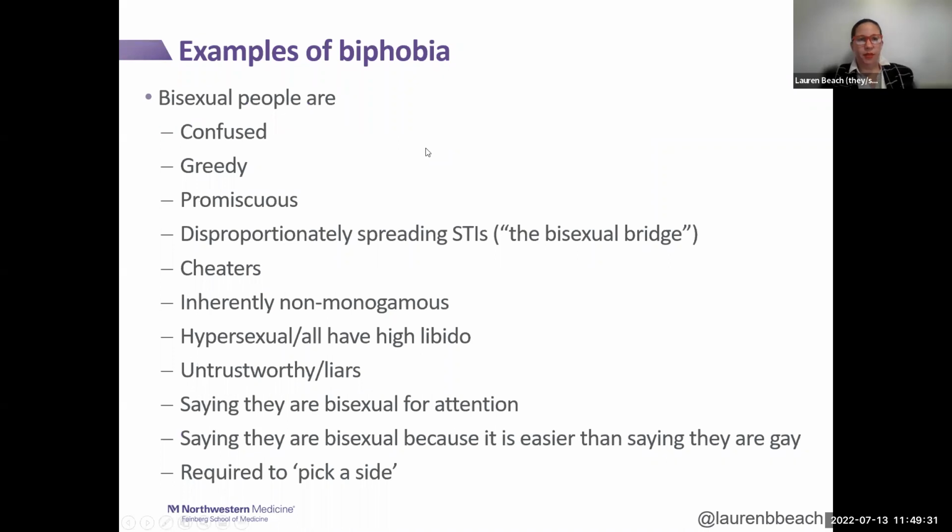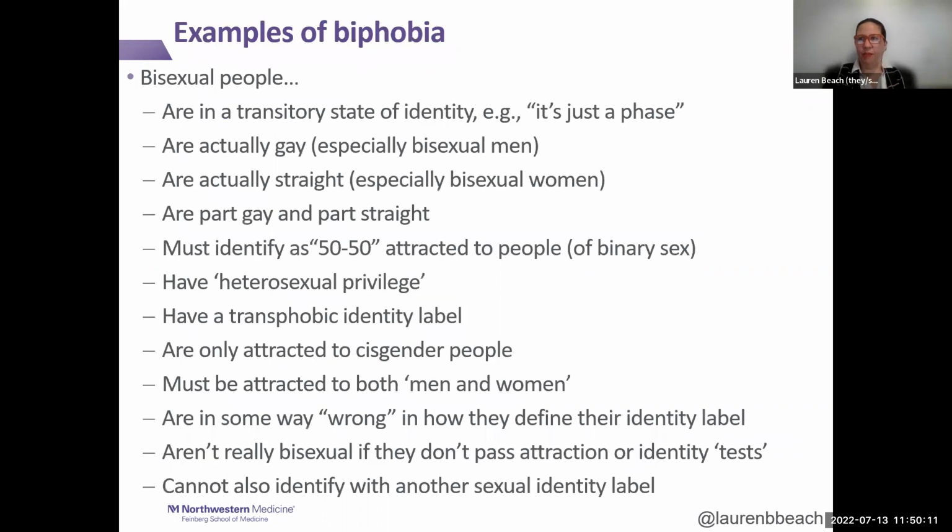So some of the examples of biphobic stereotypes include that bisexual people are confused, are greedy, are promiscuous, are disproportionately spreading sexually transmitted infections, are cheaters, they can't be monogamous, they all have high libido or are hypersexual, are untrustworthy or liars, and saying they're bisexual only for attention, not because they're really bisexual. And they are saying bisexual because it's easier than saying they're gay, and that perhaps they're saying bisexual so that later on they're going to come out as gay. It's like a bridge, like a transient identity, etc. And that bi+ people are required to pick a side.